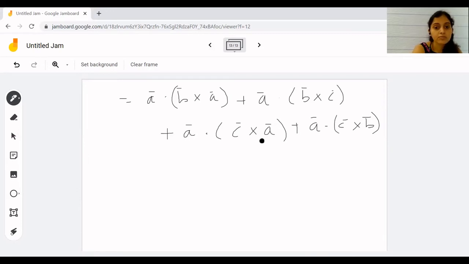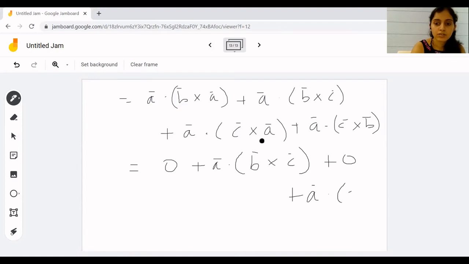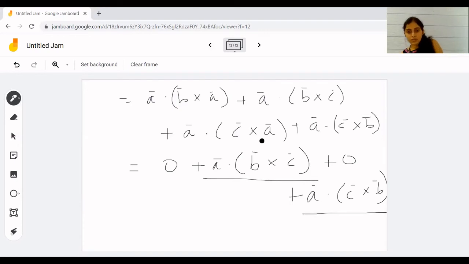Now A bar dot B bar cross A bar will be again 0. Okay. Then plus A bar dot B bar cross C bar. Okay, plus 0 again, plus A bar dot C bar cross B bar. Okay, basically now if you can look at this and this, so this cross product has been reversed.